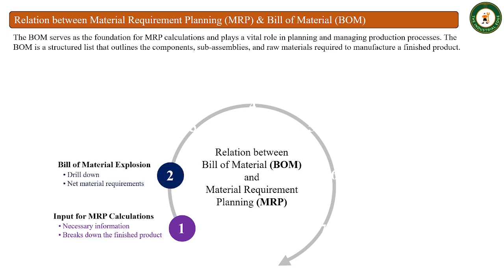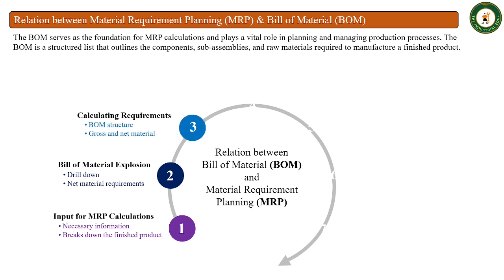Second, bill of material explosion. MRP utilizes the BOM to explode or drill down the requirements for higher level assemblies into the material and components needed for lower level assemblies. This is a crucial step in MRP calculation to determine the net material requirement.